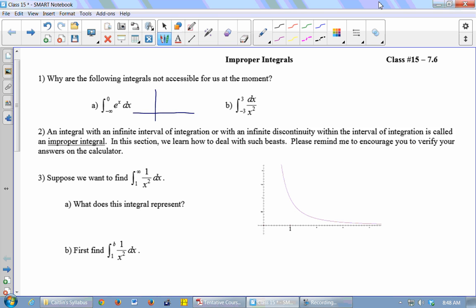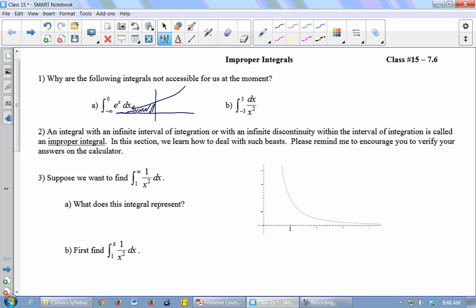Yeah, it looks like this. So I'm looking for all that area under e to the x from negative infinity to 0. Is it infinite? Is it finite? We will see.